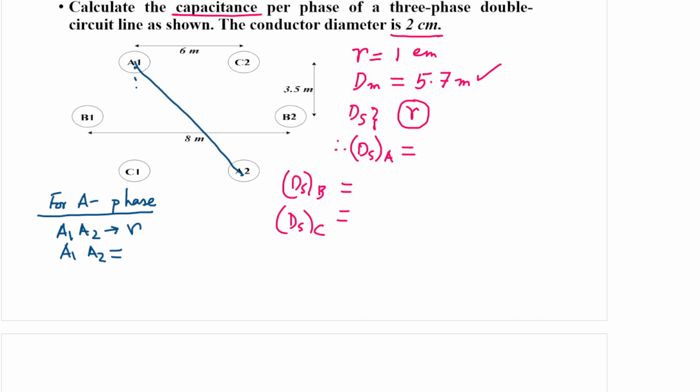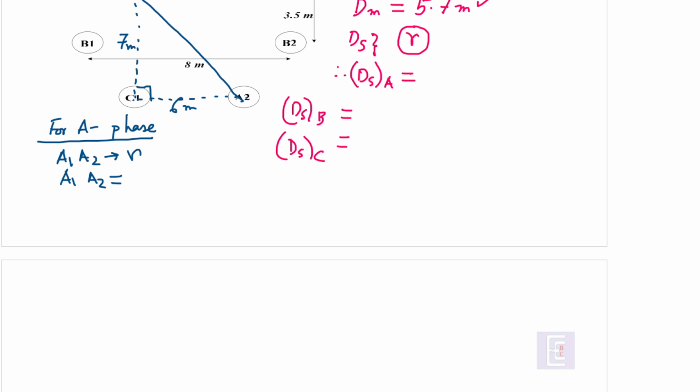You should drop a perpendicular like this, and then draw this line. So this is a right angle triangle. This is 7 meter and this is 6 meter. So A1, A2, it is already done in the previous lecture. It is square root of 6 square plus 7 square, which is equal to, I think, 9.22 meter. So we have two distances.